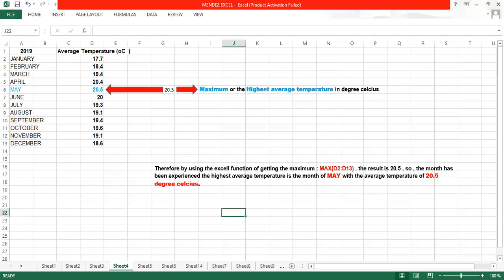Therefore, by using the Excel function of getting the maximum, equals MAX open parenthesis D2 to D13, then close parenthesis, the result is 20.5. So the month that experienced the highest average temperature is the month of May, with an average temperature of 20.5 degrees Celsius.